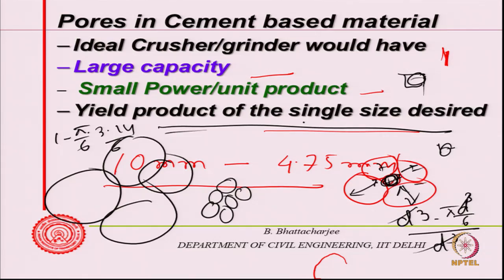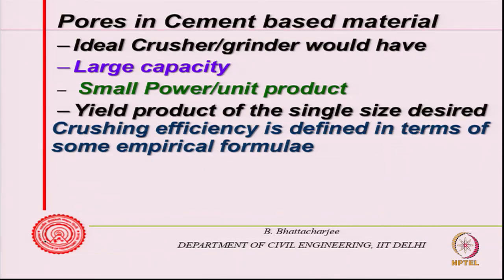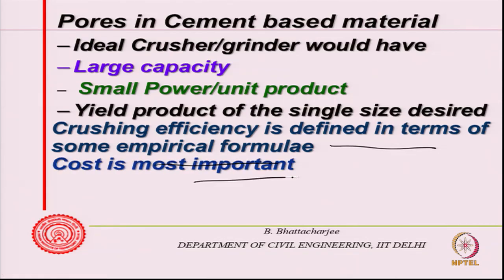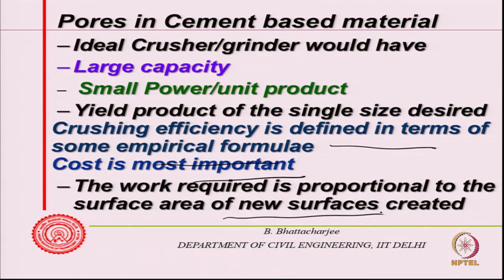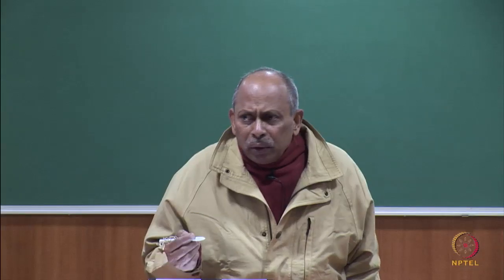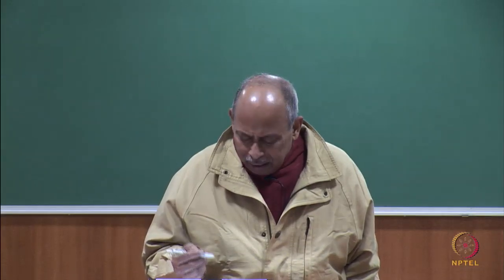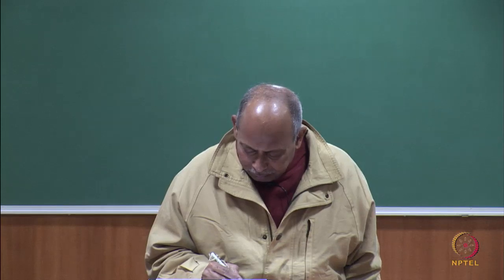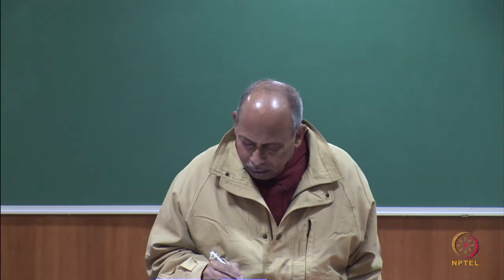So, we would like to have single size particles controlled as much as possible. Crushing efficiency is defined in terms of some empirical formulae. Obviously, cost is very important, and the work required is proportional to the surface area of the new surfaces created, okay. We might have looked into it when we were discussing strength, but we will recollect it. If there is something in my slides, otherwise I will write it down, right.